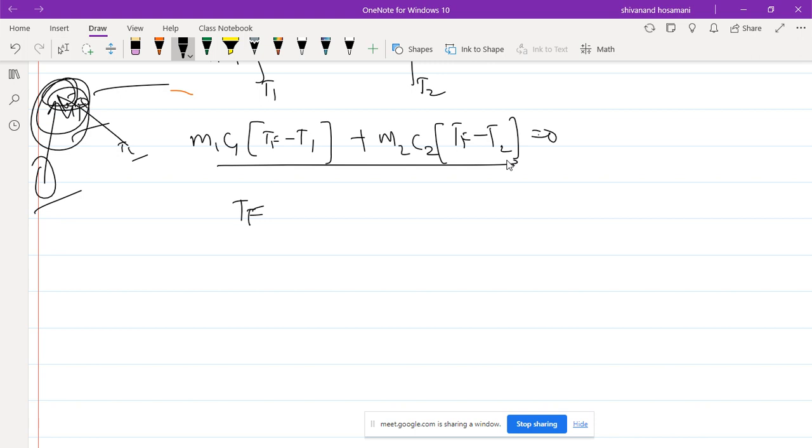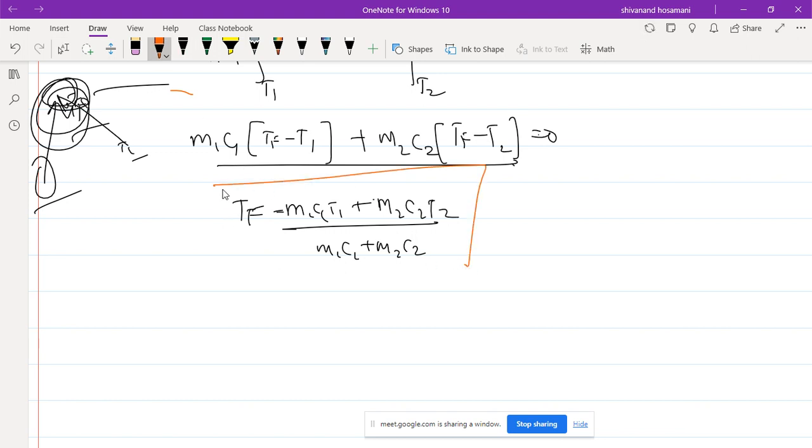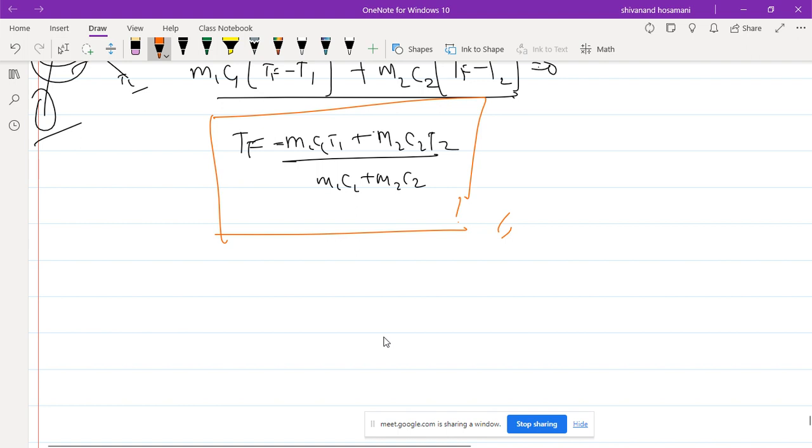So the final temperature we get from this is m1 c1 T1 plus m2 c2 T2 divided by m1 c1 plus m2 c2. This is the equation to calculate the final temperature. If c1 and c2 are the same, the final temperature is equal to m1 T1 plus m2 T2 divided by m1 plus m2.